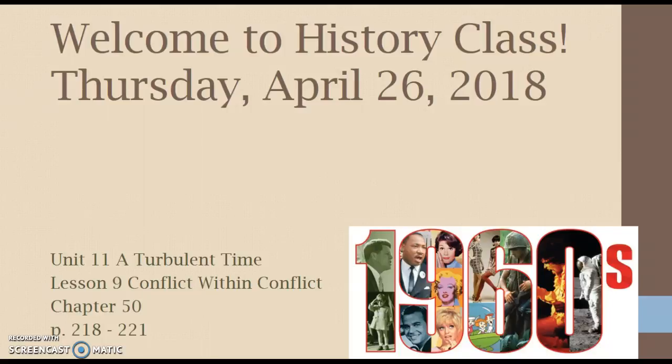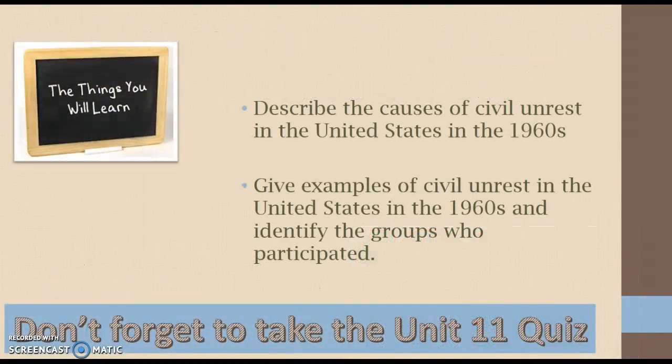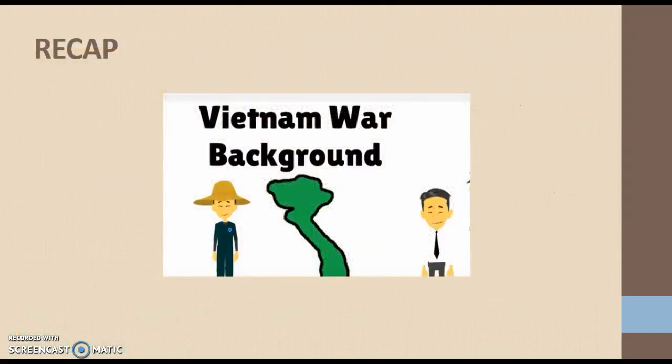So today for Thursday, we're going to cover the next lesson, which is lesson 9 in unit 11, and it covers chapter 50 in our book. Things we're going to learn about today. We're going to talk about civil unrest in the United States during the 1960s. And we're going to give some examples of what that was, and we're going to talk about some of the groups that participated. And we're going to do a quick review of what's going on with the Vietnam War. So that is first on our agenda.